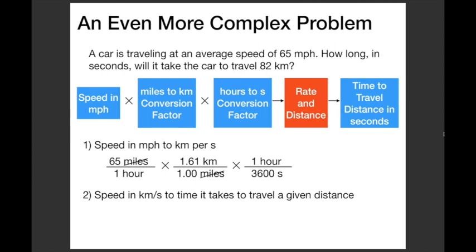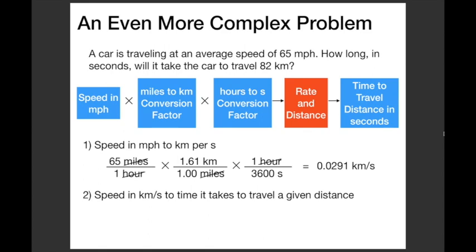hours converting into seconds. There's 3,600 seconds per hour. Canceling these out, we're left with kilometers per second, which is exactly what we want. So here, the dimensional analysis shows that by doing these conversions, we're going to get our final answer in the terms of the units that we need. And that turns out to be 0.0291 kilometers per second.